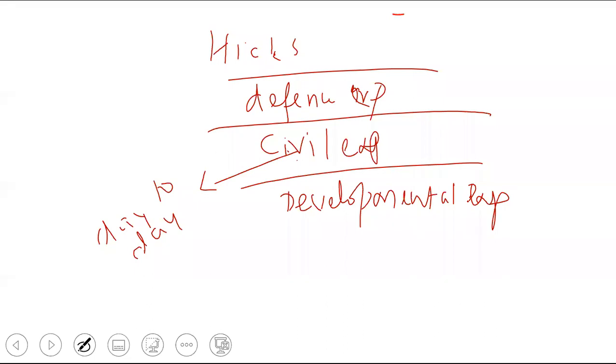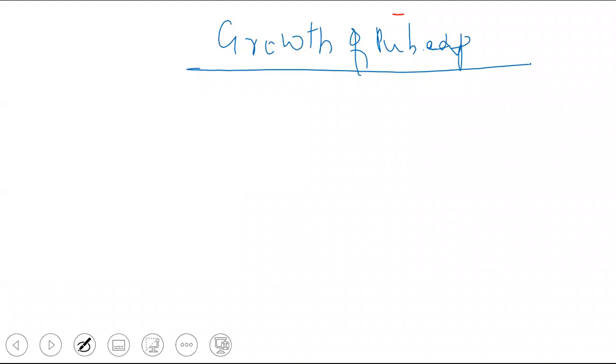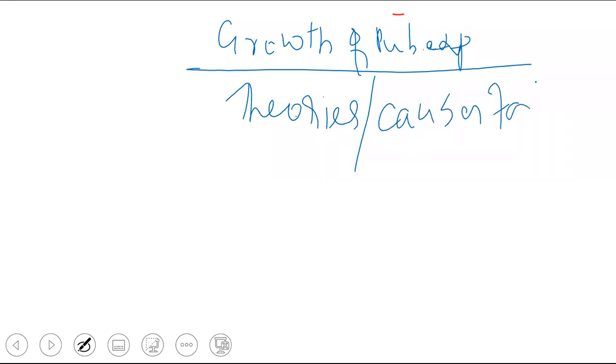I have not given you notes on the topic of growth of public expenditure, I will give them today, but we are going to start here today. Growth of public expenditure in India in the recent years. What are the causes, the theories? If it is an offline exam, it's a guaranteed question.